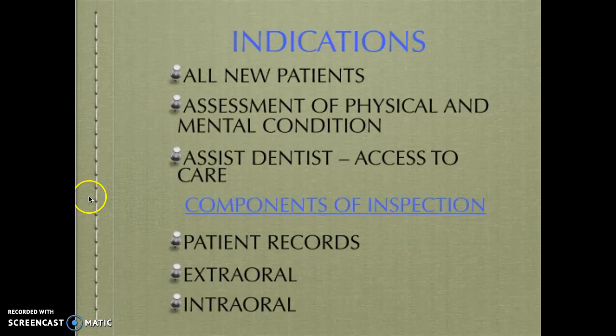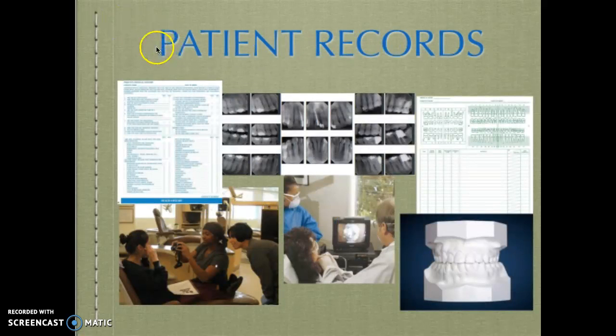Components of the inspection. So we need to have some patient records for charting, for making notes. There's an extraoral component and an intraoral component. Looking at patient records, a medical dental history is important. And again, remember, RDAs, we're not examining and diagnosing, but if we see a condition in the oral cavity, it could be because a patient is taking some medication or has a systemic disease.